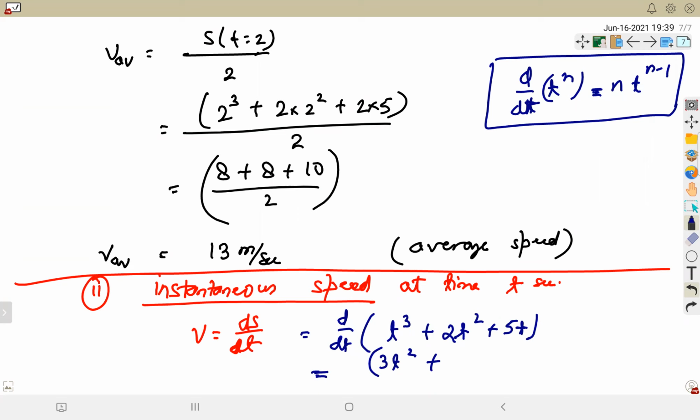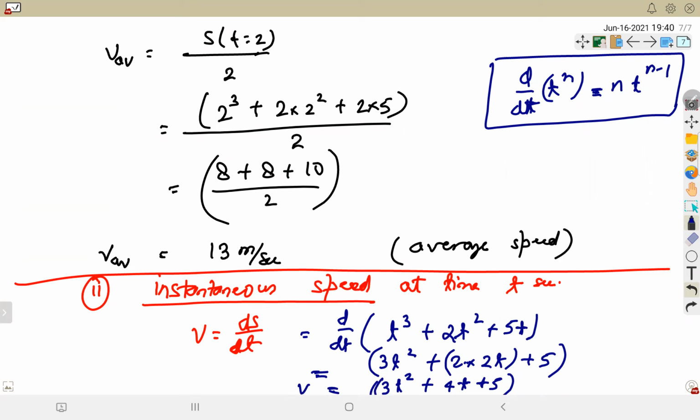2 को बाहर कॉमन कर लेंगे and t square will be 2t. And t square differentiation by the same logic n is equal to 2, और 5t का हो जाएगा 5. So this differentiation will become 3t square plus 4t plus 5. This is an instantaneous speed at any moment t. So if you have to find at t is equal to 0, you put t is equal to 0.